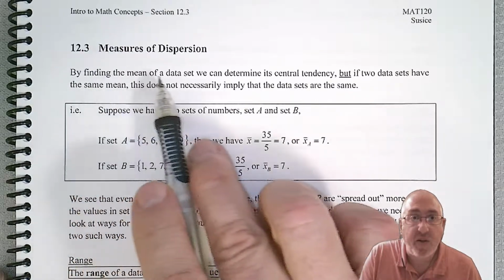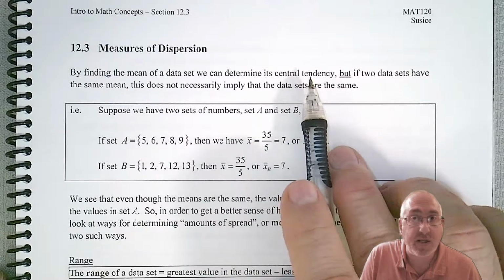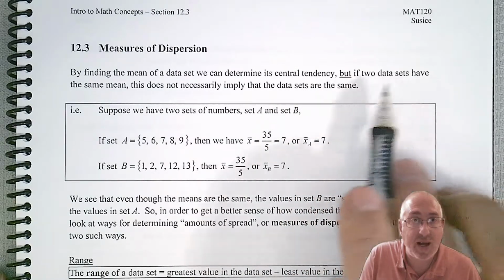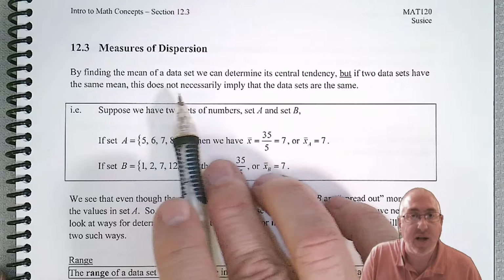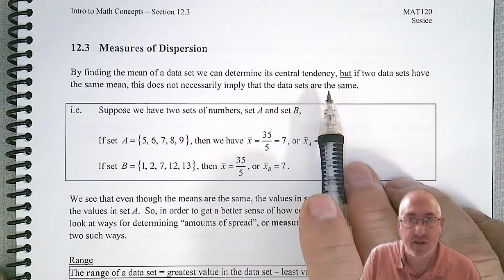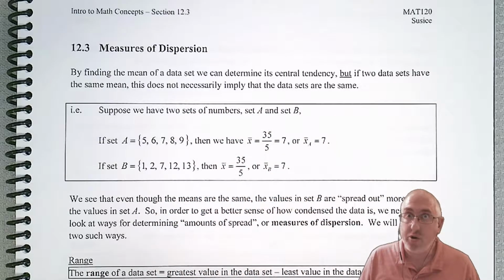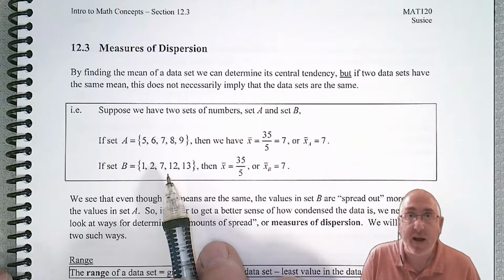By finding the mean of a data set we can determine the central tendency, but if two data sets have the same mean, this does not necessarily imply that the data sets are the same. That's why this measure is so important, and we can see that in this example.